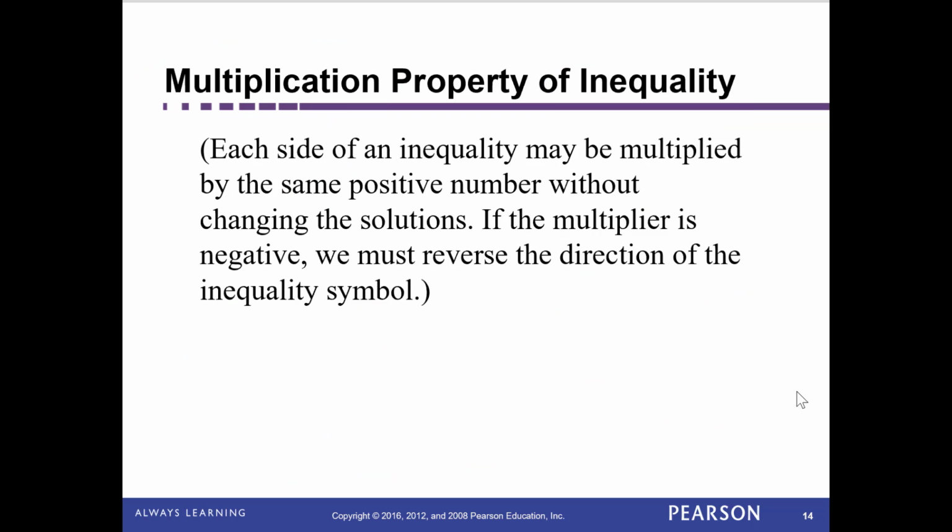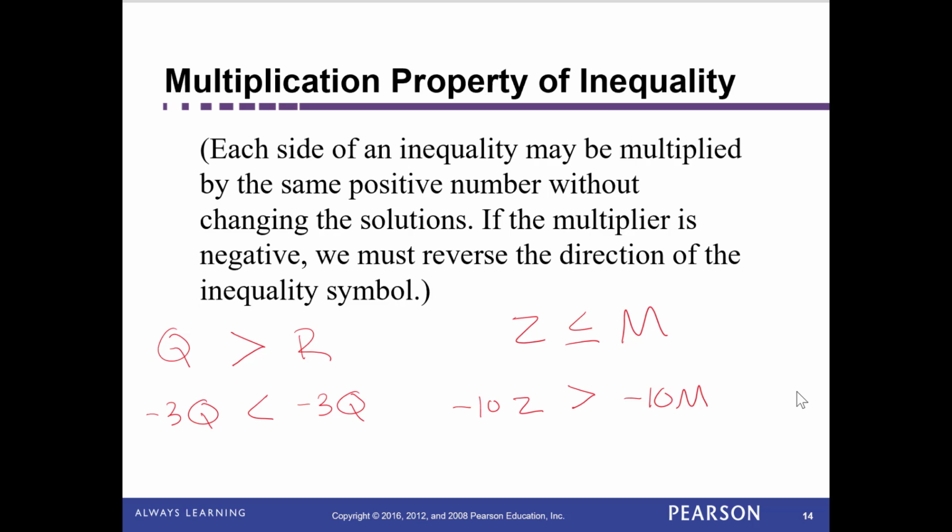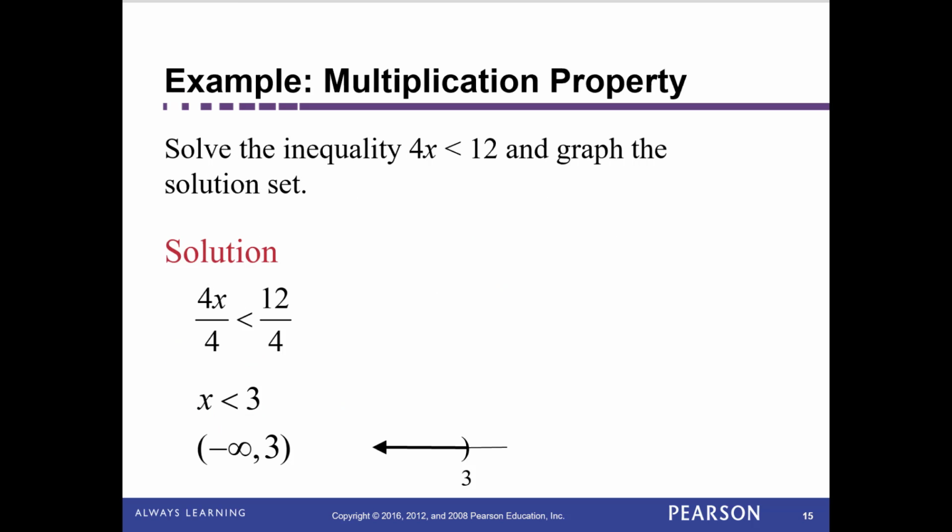And here's a slide that is emphasizing this. If I were to have Q is greater than R, and I multiply Q times negative 3, just because I wanted to, then I would have to multiply R by negative 3, and I would have to change the direction of the inequality. If I had Z is less than or equal to M, and I multiplied Z times negative 10, because that would be fun to do, then I would have to multiply M times negative 10. I would also have to change the direction of the inequality. So if I multiply or divide by a negative number, the direction of the inequality is going to reverse, or change directions.